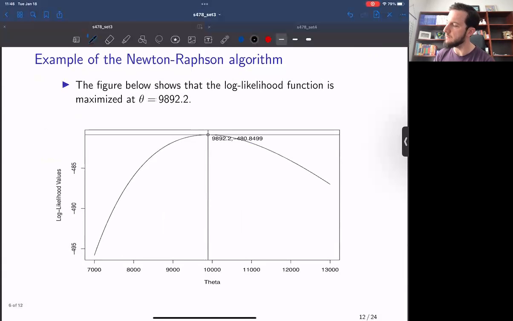And then the negative 480.8449, that's the maximum log likelihood value for this particular data set, given a Weibull distribution with lambda equal to 2.